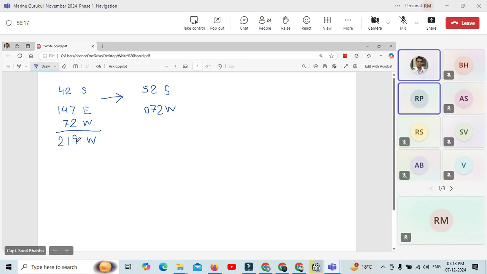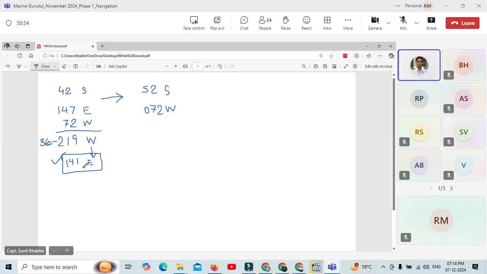Now this D long is more than 180 degrees. Whenever it is more than 180, you have to subtract it from 360. When you subtract it from 360, it comes to 141. You also have to change the name, so it goes from west to east. So your D long is 141 degrees east. Up to here is clear, beta?